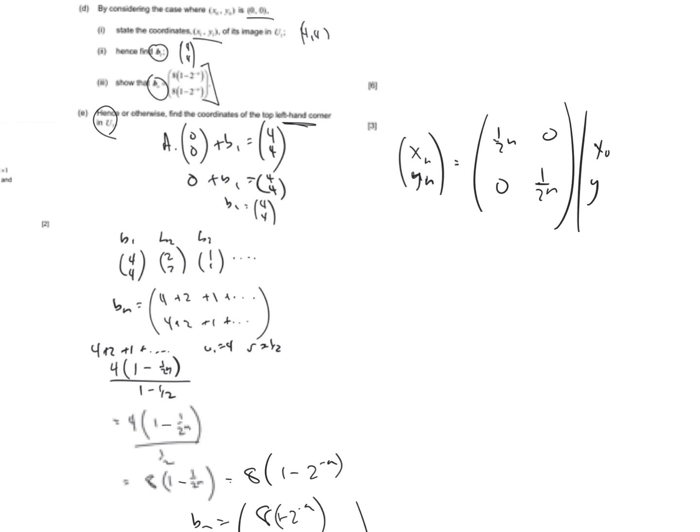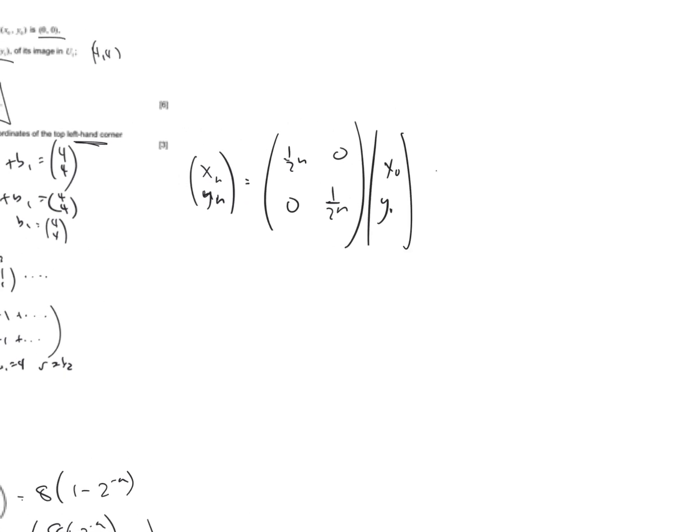So if I want to find the coordinates of the top left-hand corner of U7, well, I know my x, y, n is equal to 1 half to the power of n, 0, 0, 1 half to the n times x0, y0 plus 8, 1 minus 2 to the negative n, 8, 1 minus 2 to the minus n. Well, I want n to equal 7.